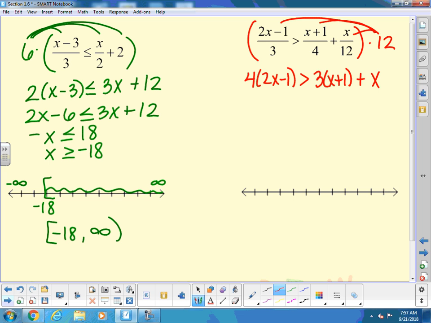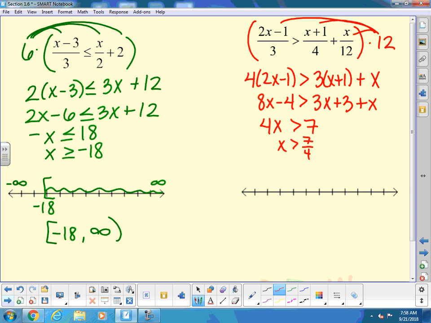And again, it's a whole lot easier to solve now. Distribute: 8x minus 4, 3x plus 3, plus x. Let's see, I've got a 4x technically on the right. If I subtract it over, it'll give me a 4x. And if I add the 4 to the other side, I'm going to end up with a 7. And then divide by 4, x greater than 7/4.